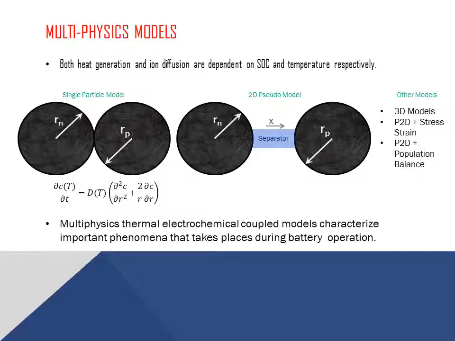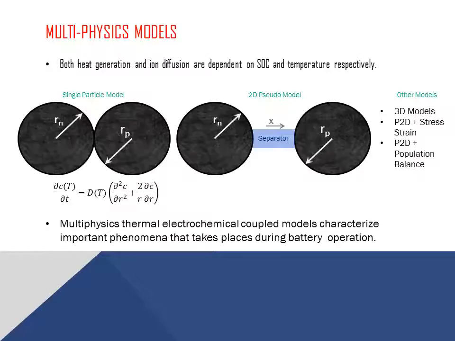To the right-hand side of the single particle model, the figure in the center represents the schematic for a 2D pseudo-thermal electrochemical coupled model. This configuration incorporates the concentration of ions in both the solid and the solution, the potential in both solid and solution, and the kinetics described by the Butler-Volmer equation, as well as its dependency on operating temperature. Similarly to the single particle model, the 2D pseudo model models each electrode as a perfect sphere, and the separator as a linear medium through which lithium ions diffuse during charge and discharge.